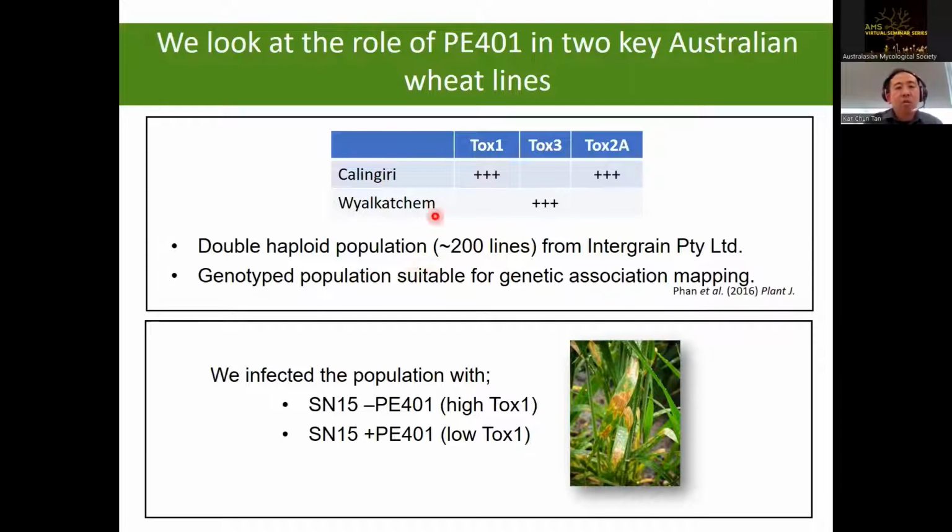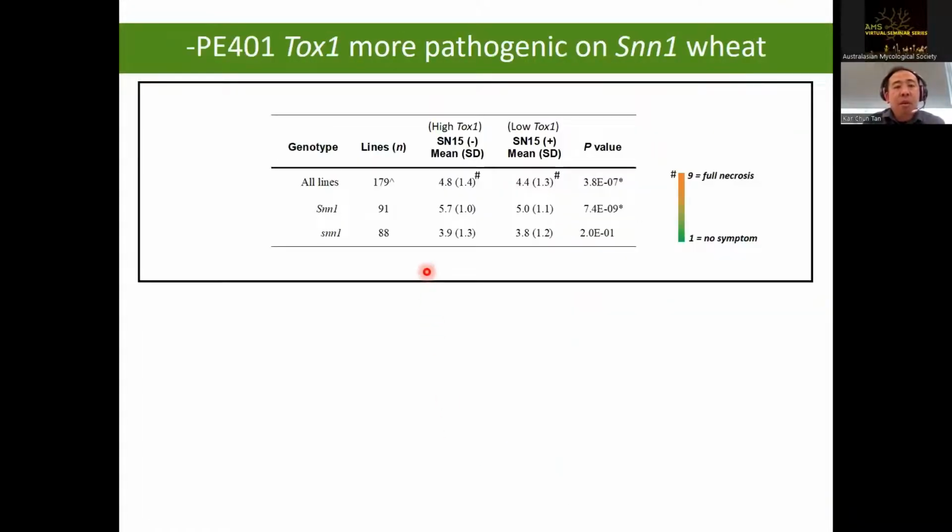So what we did is take these 200 lines and infect them with SN15 without P41, in other words the high TOX1 expressing one, and SN15 with P41, which is the low TOX1 expressing one, and we see what happened. Before we did any association mapping, we had a look at average disease susceptibility between the lines infected by the high TOX1 expressing versus the low TOX1 expressing isolate. You can almost immediately see the high TOX1 expressing isolate tends to be more pathogenic than the low TOX1 expressing isolate, which makes sense because the population has TOX1 sensitivity, right?